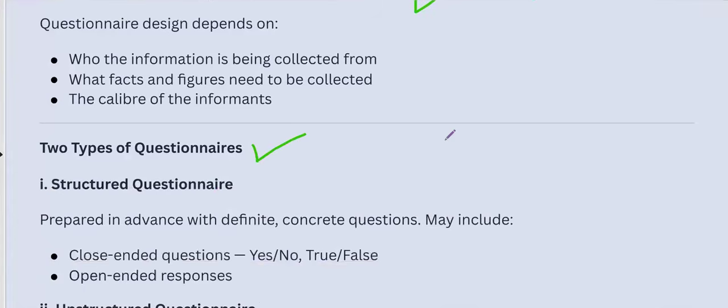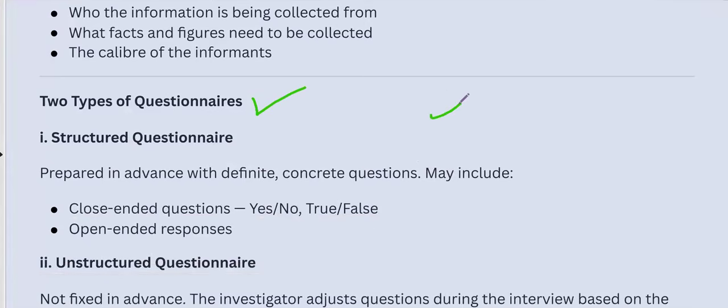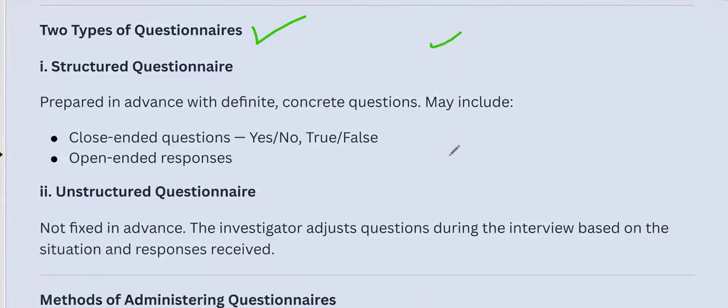Now in terms of the different types of questionnaires, we have two. One is structured, where it is close-ended: yes, no, true, false. Okay, and we can also have open-ended responses. Unstructured is that you are not having any structure in advance. You are trying to conduct a sort of interview, and then you are connecting. That is called unstructured, where on the go you are asking things.